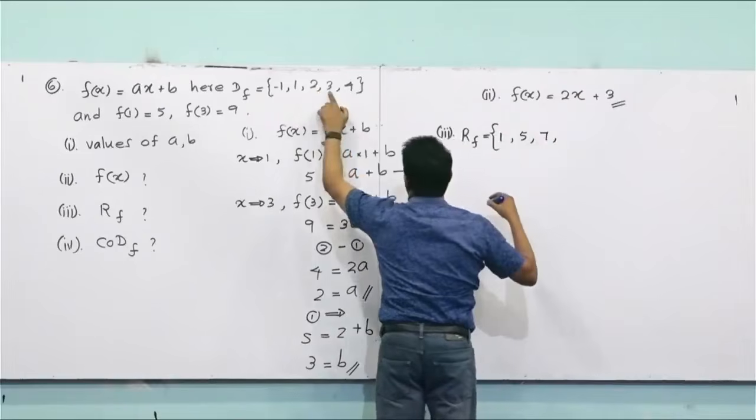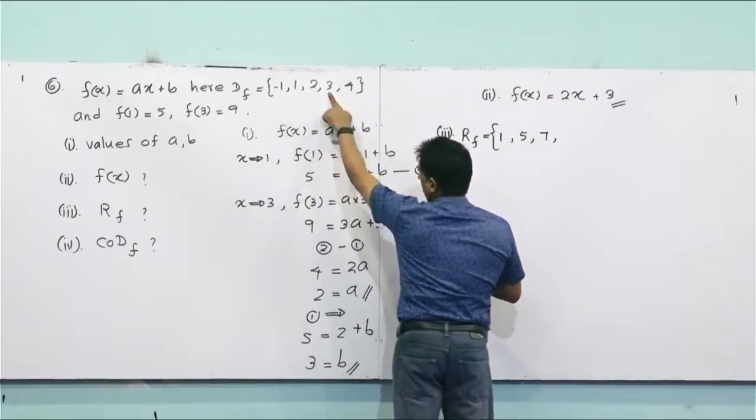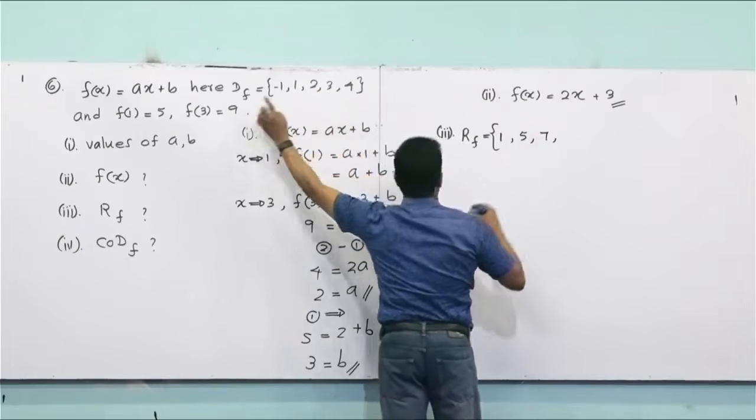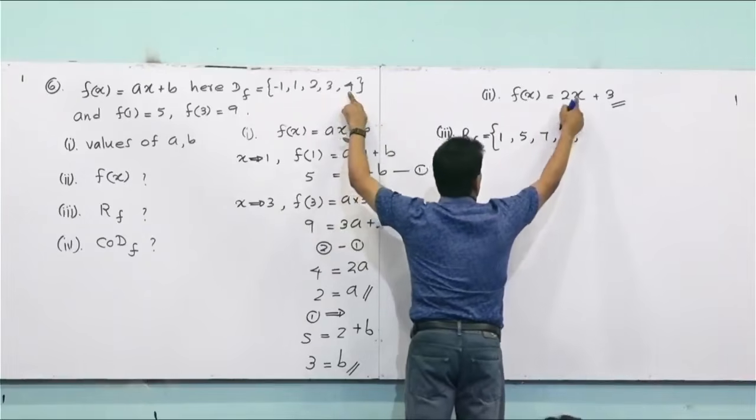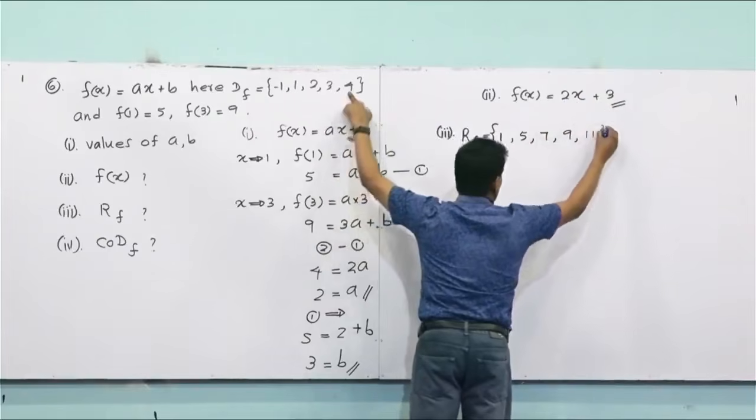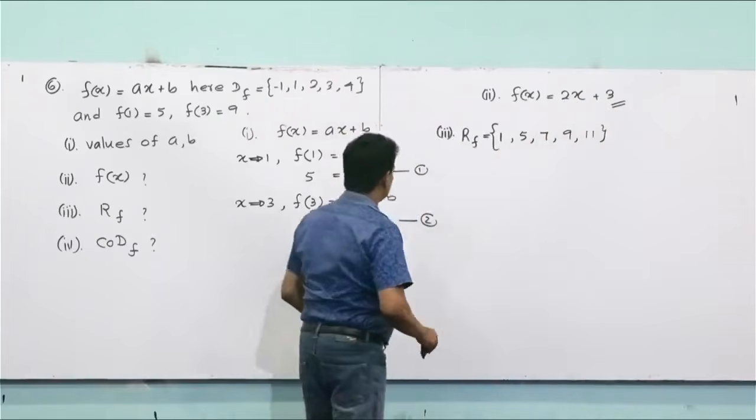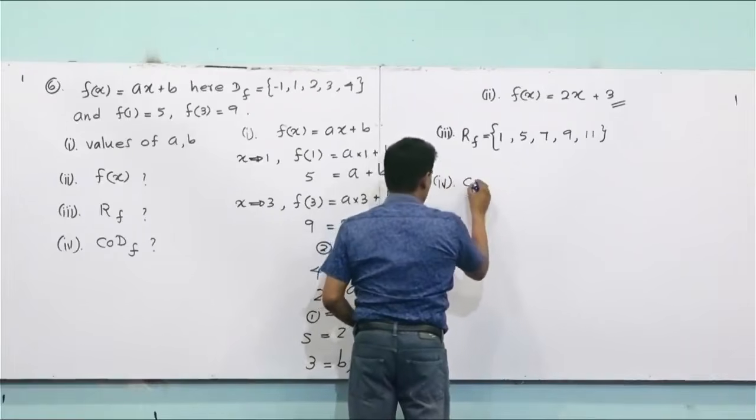Then the image of 3. The image of 3 is given as 9. Then the image of 4. 4 into 2 means 8, 8 plus 3 means 11. Now both one, the codomain.